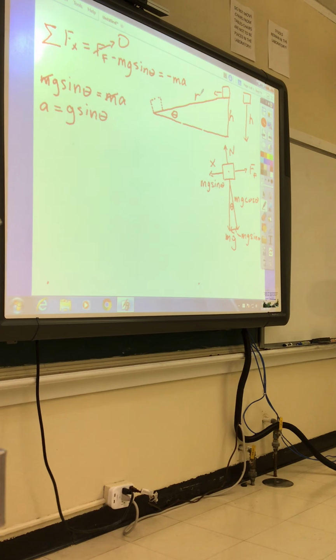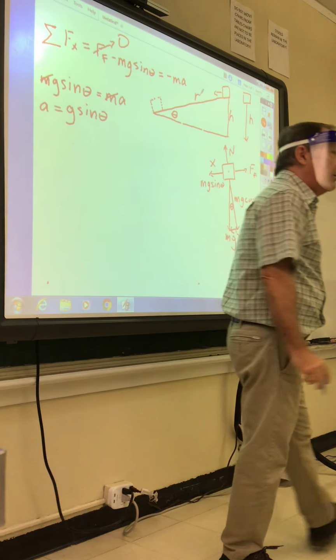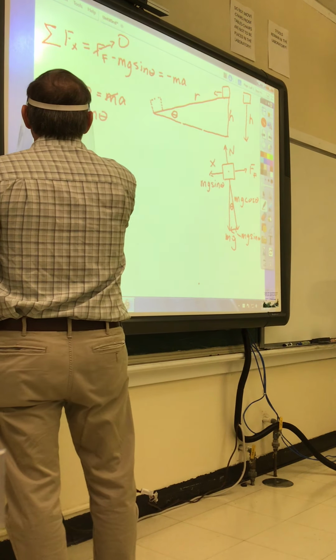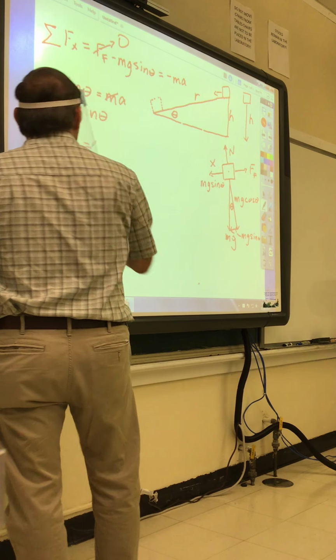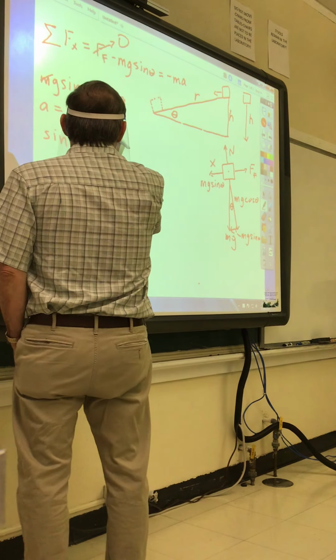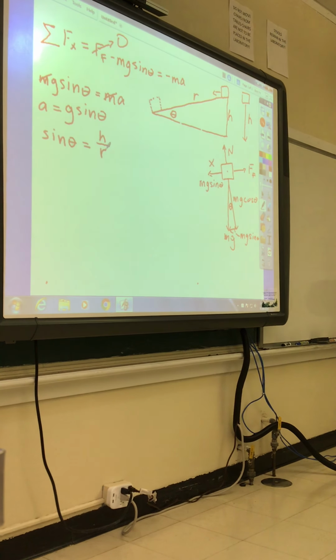Now question, what is the relationship between R, H, and theta? Let's look at this. Sine of theta equals to what? H over R. Everybody okay with it? This is basic trigonometry at this point. So you see that the sine theta term occurs in the acceleration term, and also it occurs in the geometric term that describes our system.